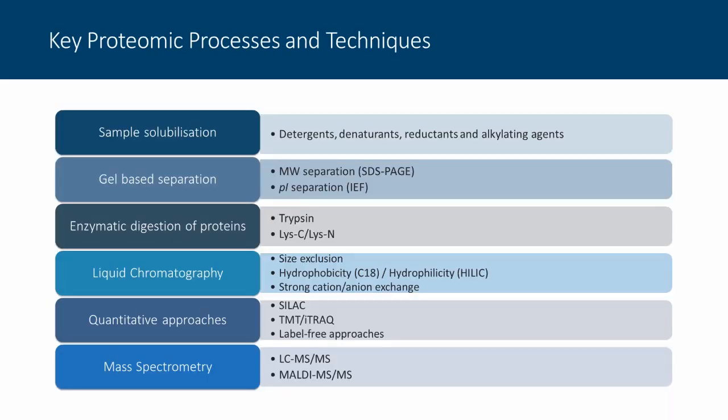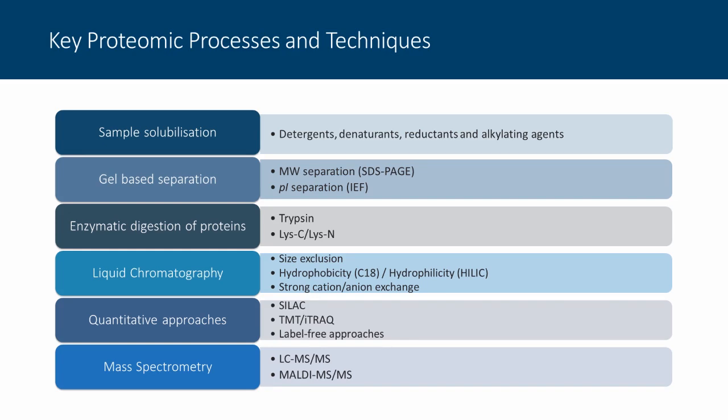So what are some of the key proteomic processes? I'm not going to go into a lot of detail, but it's more just to give you an idea of how we've chosen to use the advantage of the Langendorff for the limitations and the techniques that are associated with proteomics. So obviously the first thing we need to do is solubilize our sample, and to do this we'll use detergents and denaturants. We'll also reduce our disulfides and then alkylate them to give us better sequence coverage of the protein.